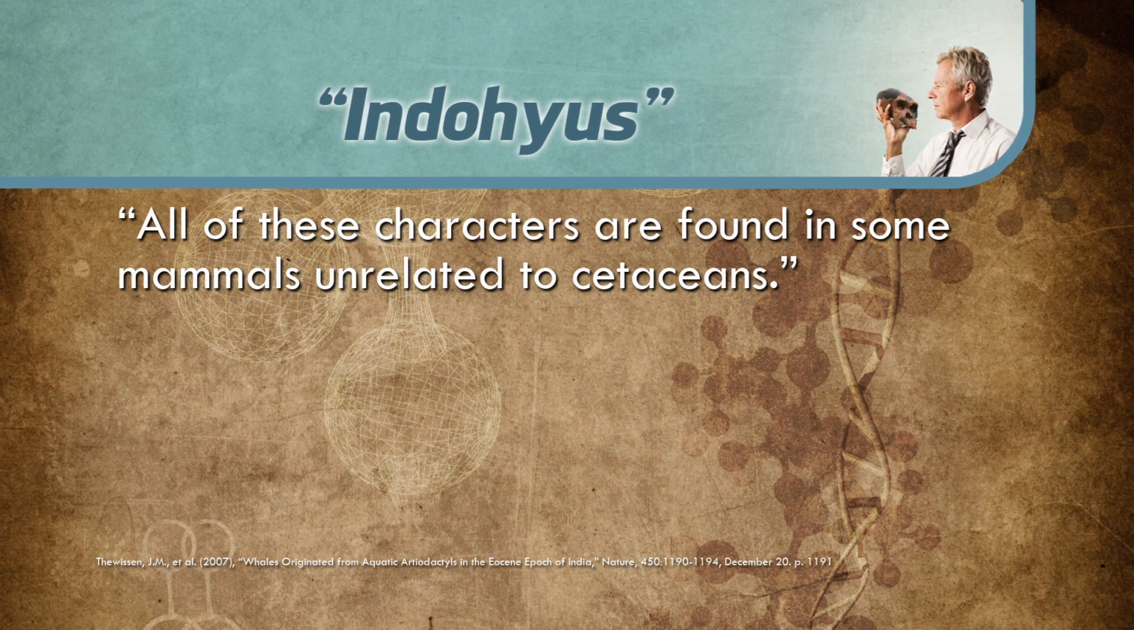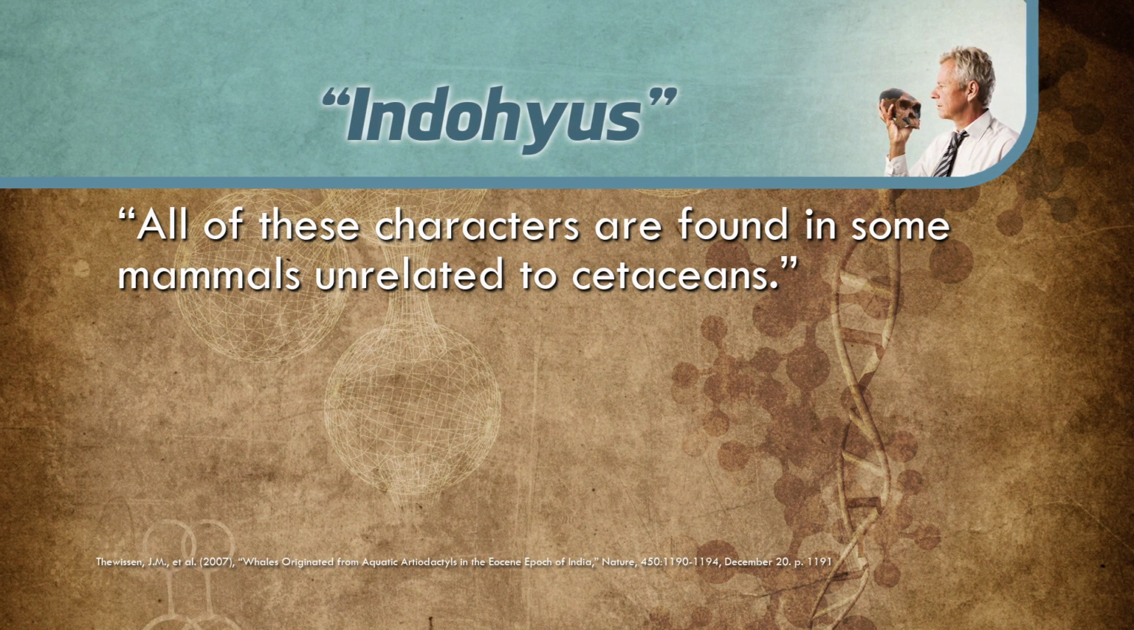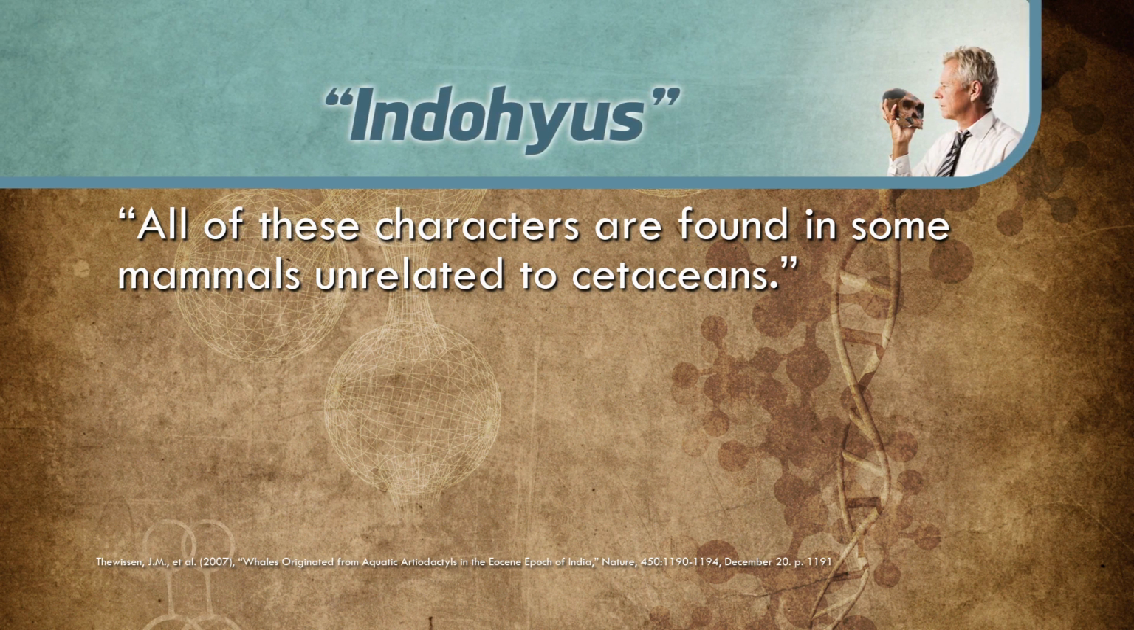Exactly. Thewissen actually admits that these anatomical features are in fact shared with other creatures. He says all of these characters are found in some mammals unrelated to cetaceans or whales. So what's so special about the Indohyus? The distinguishing feature of the Indohyus appears to be its teeth, which are suggested to be similar to the whale's teeth. The entire evolutionary shift is based on similar teeth.